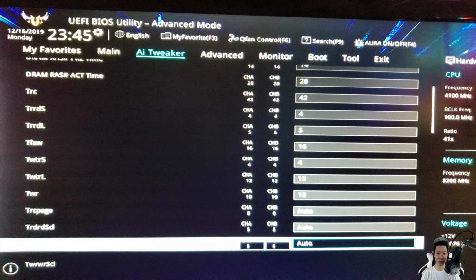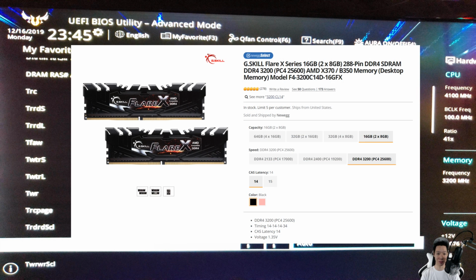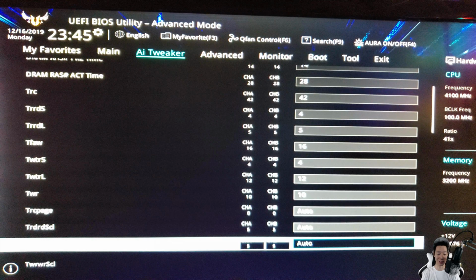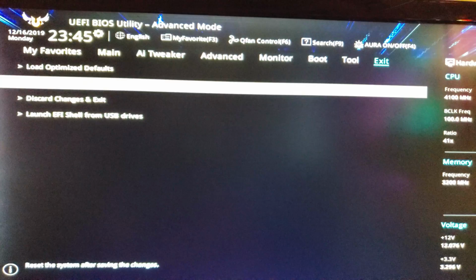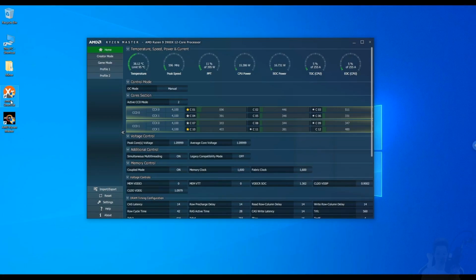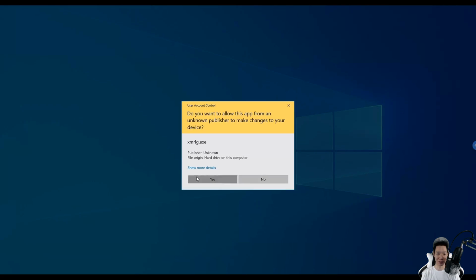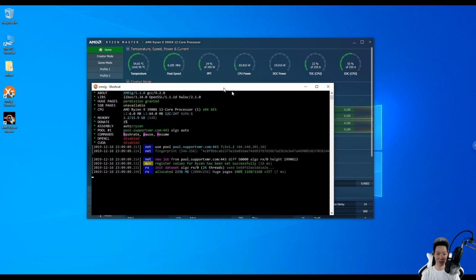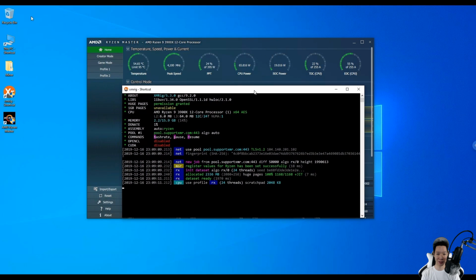But I only used the DRAM calculator up to TWR, as you can see. Now, because of the CL14 RAM, I'm able to set my timings this low and boot my computer compared to using the CL16 RAM in my previous video. So going back into Windows and running the miner with the DRAM calculator timings, I was now averaging around 14,550 hashes. So let's check this out.